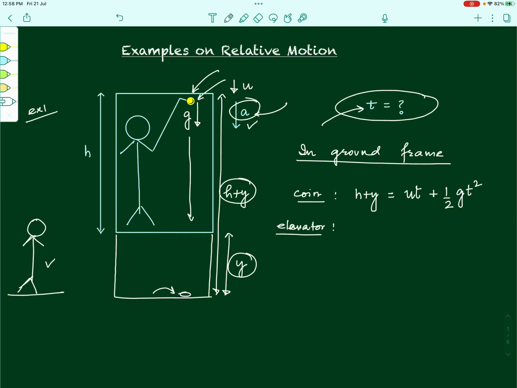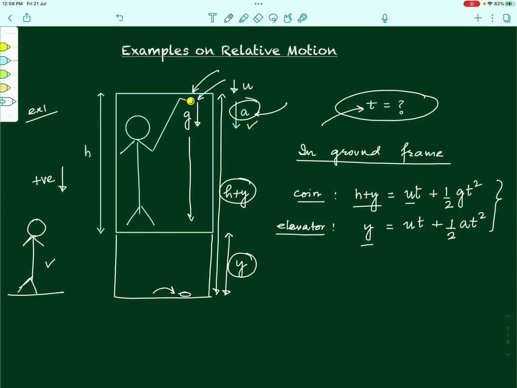in the same time t, the displacement of the elevator downward is y, is equal to, the elevator has the same speed at that time, so the same ut, and plus half at squared. The elevator is moving down with a. Observe here that we have taken the downward direction positive while we have written these equations, so that the downward displacement is positive, the downward velocity is taken positive, and the downward accelerations are also taken positive.